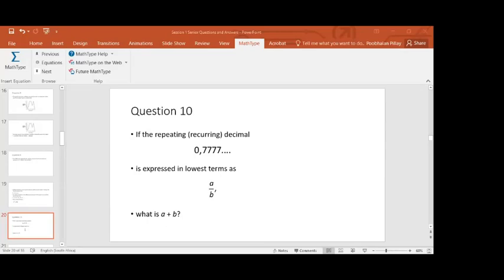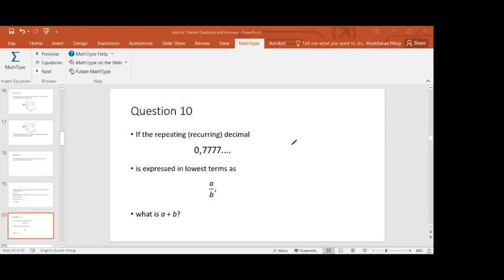Okay, now we go to question 10. The question says, if the repeating decimal 0.77777 and so on is expressed in lowest terms as a over b, what is a plus b? So you're writing a decimal number as a fraction, but this is an infinite decimal.